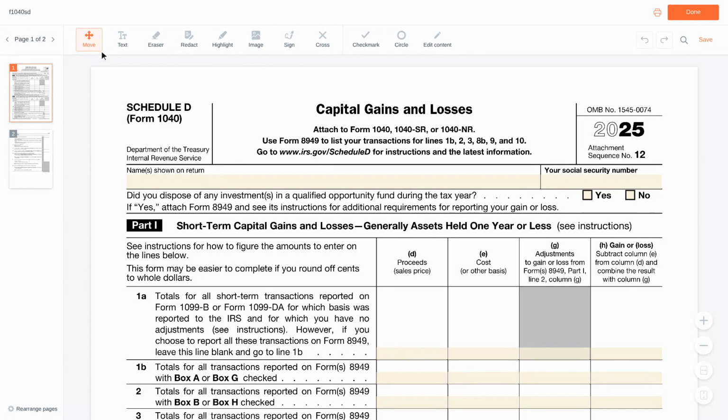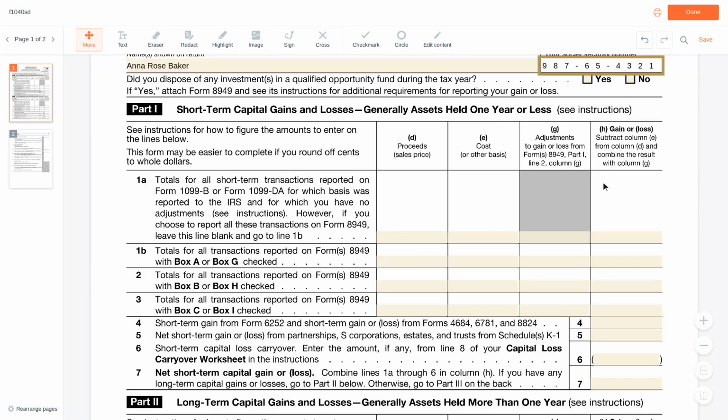Enter your name and Social Security number from your Form 1040. For each group of transactions, enter the total proceeds, your cost basis, and the resulting gain or loss. The difference between what you paid and what you sold for is your capital gain or loss. Holding an asset longer than a year before selling generally means a lower tax rate.